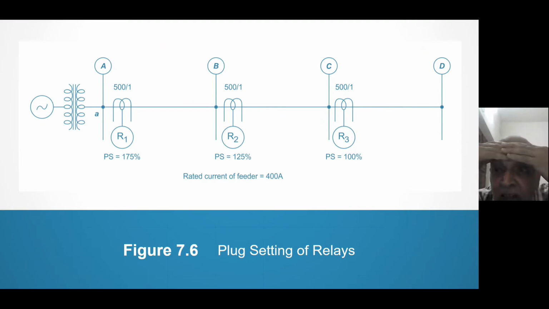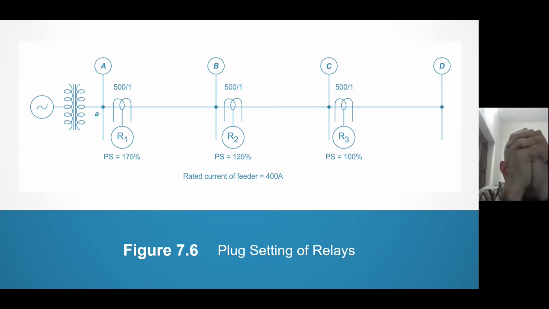Why will I be wrong? I'll be wrong because beyond D there is a distribution line. In the distribution line, far away there is some fault on a 415-volt feeder, or there is some overload, due to which a current equal to 600 ampere passes. Now you are allowing 1.05 to 1.3 because it has to be allowed.